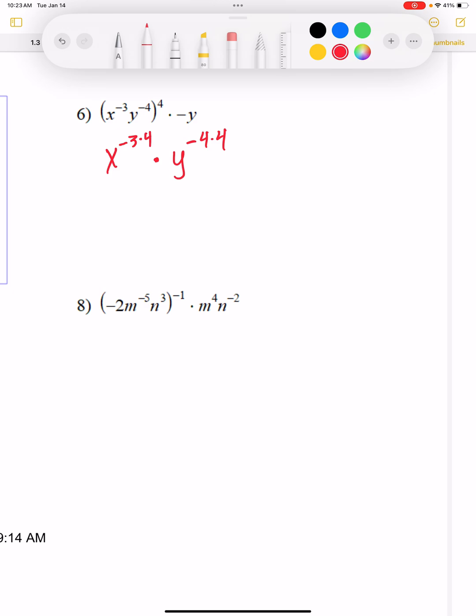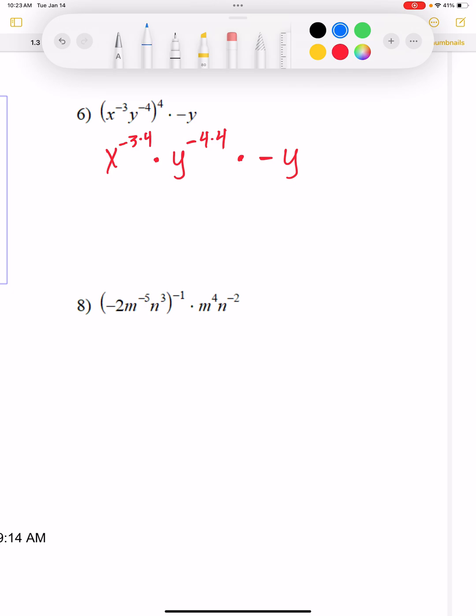when you have a base with a power to another power, you multiply those powers. So we have a base with a power to another power. This is going to both of them, right? So hopefully that makes sense to you. And then times negative y. All right, let's continue with this.